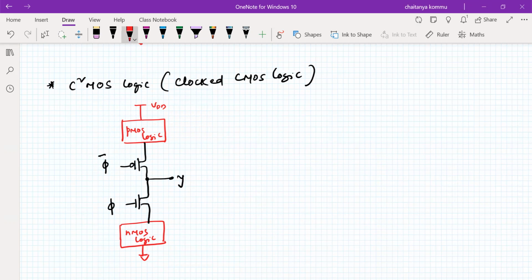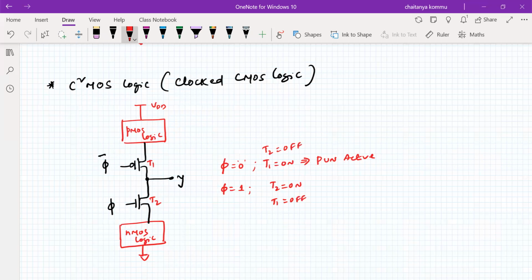So when this operation is performed, when phi is equal to 0, what is happening here? When phi is equal to 0, the upper transistor is on and the bottom transistor is off. Therefore T1 is on and the pull up network is active. When phi is equal to 1, T2 is on and T1 is off. Then the pull down network is active.